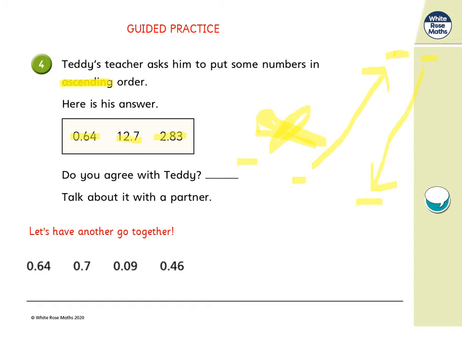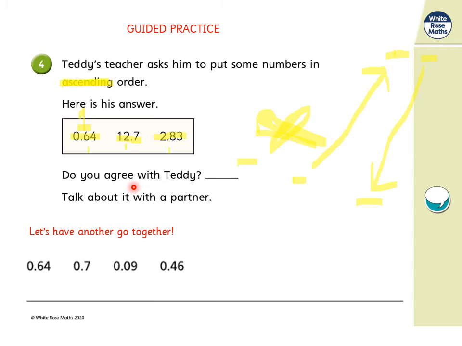Now I agree with Teddy that he has put 0.64 in the correct position. So that's number 1, because it is the smallest number out of the 3. And I know this because it has no ones. See that it has no ones in comparison to this here and this here.